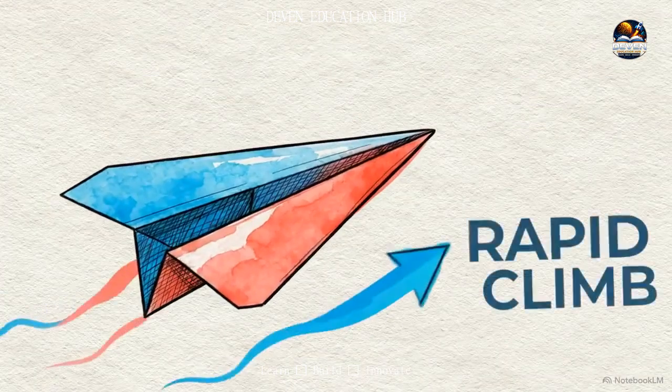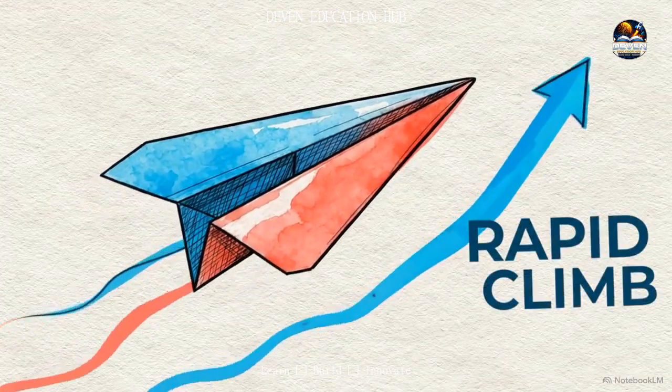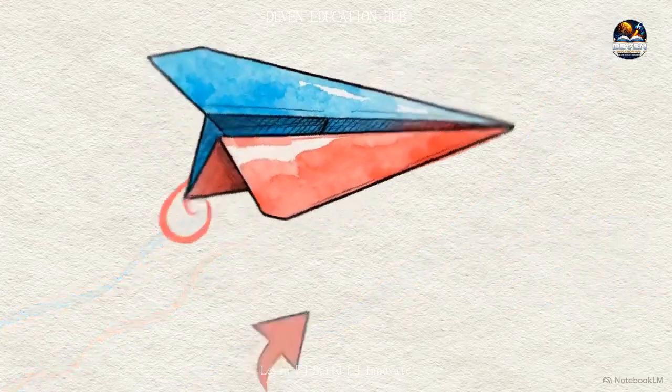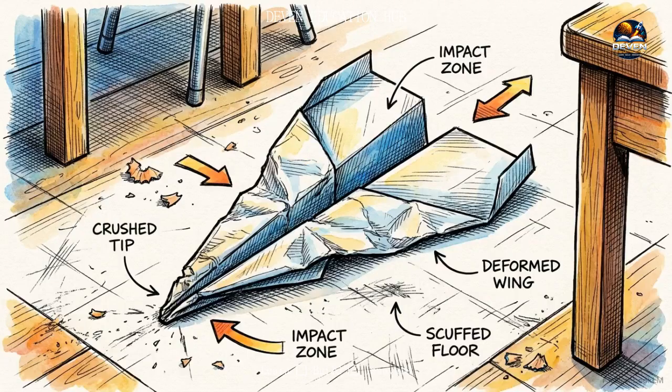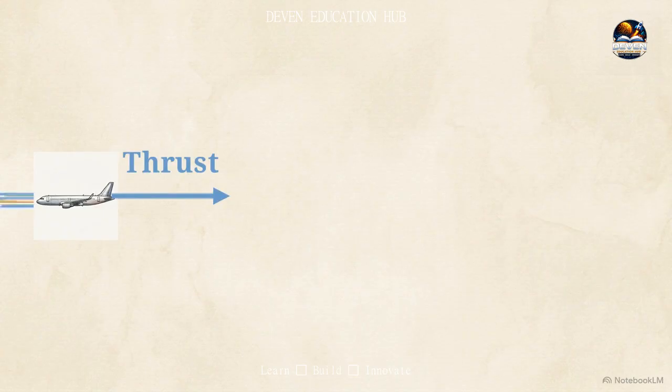If the upward push of lift is stronger than the downward pull of weight, the plane climbs, but if weight wins, the plane falls. That is why your paper plane drops to the floor the second it stops generating enough upward lift. To keep generating lift, the plane has to keep moving forward. That requires our third force, thrust.